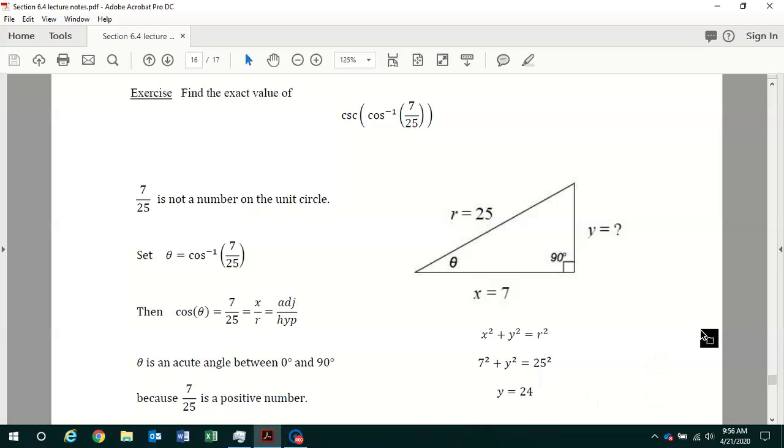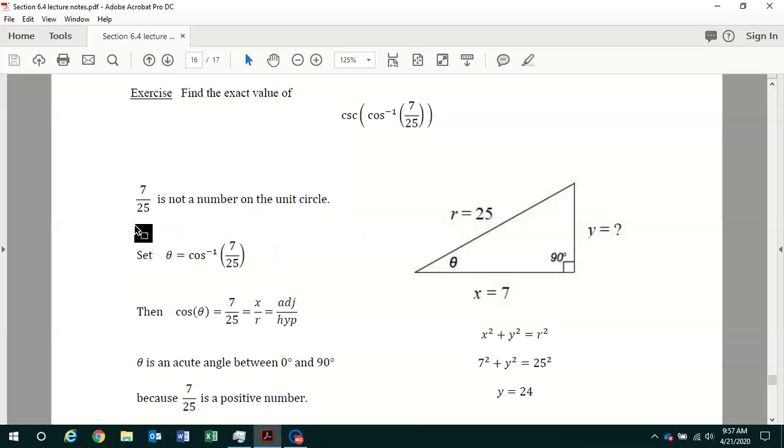Class, this is the last video in our discussion on section 6.4 in your textbook on inverse trigonometric functions. And so we're going to be picking it up at the top of page 16 in your note packet. And so again, we've got to find the exact value of a mixed composite. We're going to find the exact value of the cosecant of the inverse cosine of 7/25.